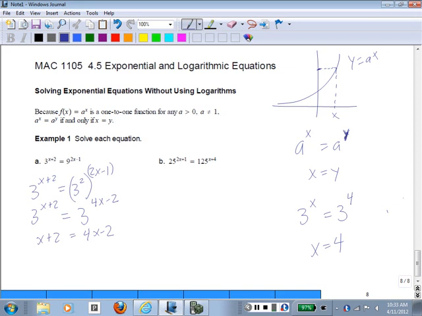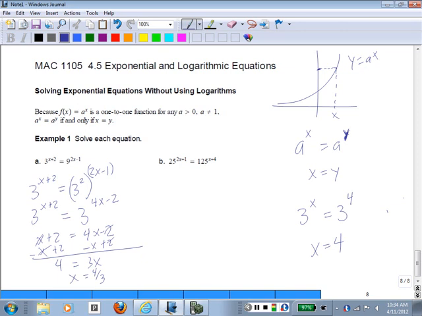So what's x? Four-thirds? So you're subtracting the x from both sides. Subtracting the x from both sides. Adding a 2 to both sides. Solving this linear equation. And so x equals 4/3.